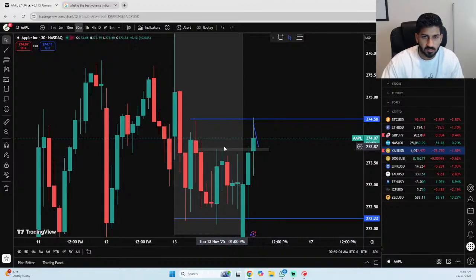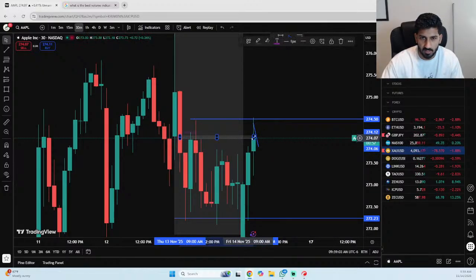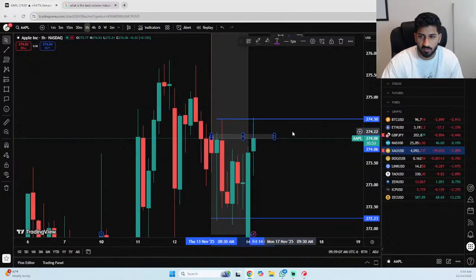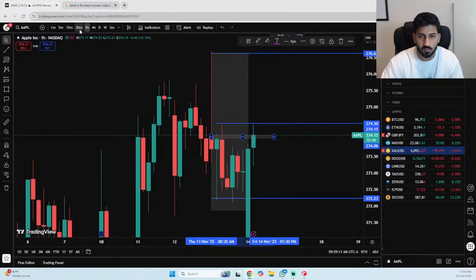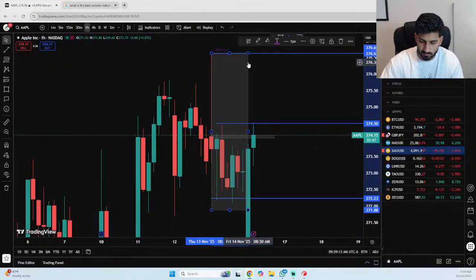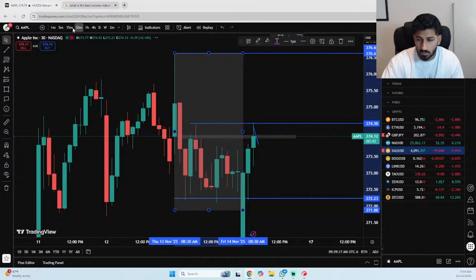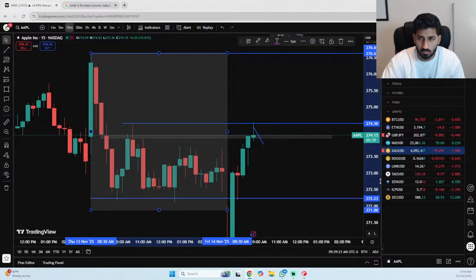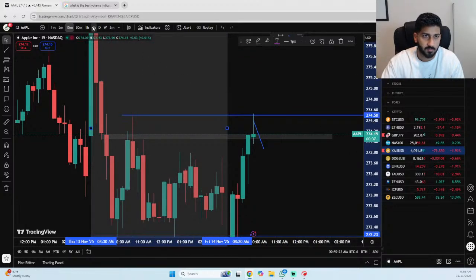You see, 30-minute also is closing as well as 1 hour, so we have higher time frames giving you confirmation on what could be the next move. So there is a bullish setup on higher time frames, right?